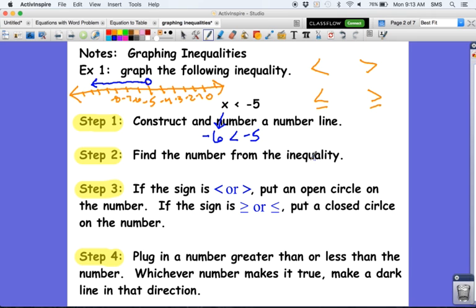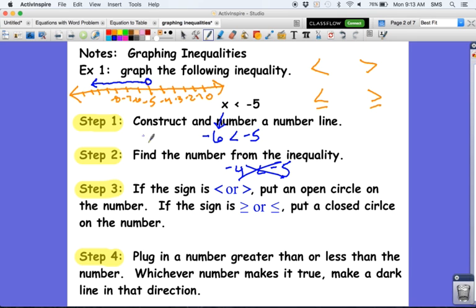Now, had I plugged in negative 4 for x, and negative 4 is less than negative 5, this is not true. Negative 4 is not less than negative 5. This is not a true statement. So that's why I can't shade to the right, because this is not a solution to this inequality.